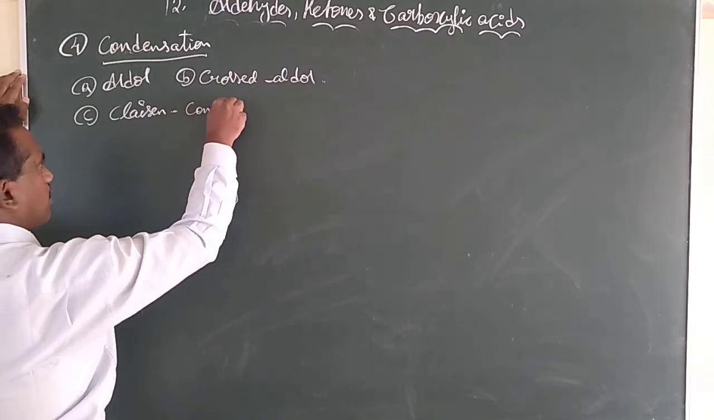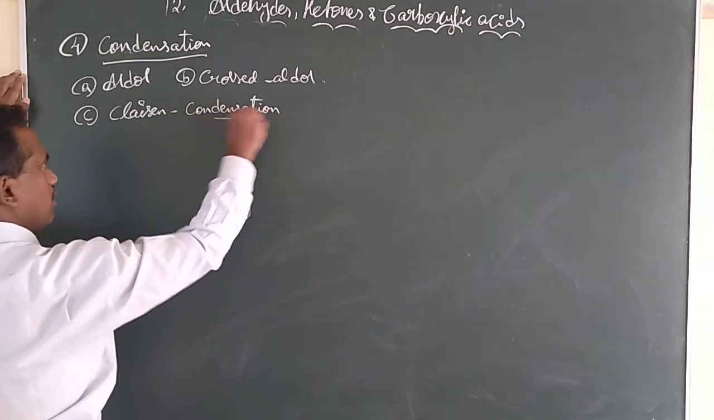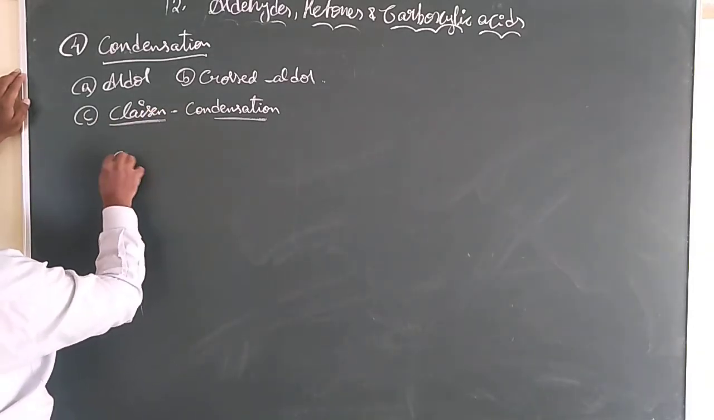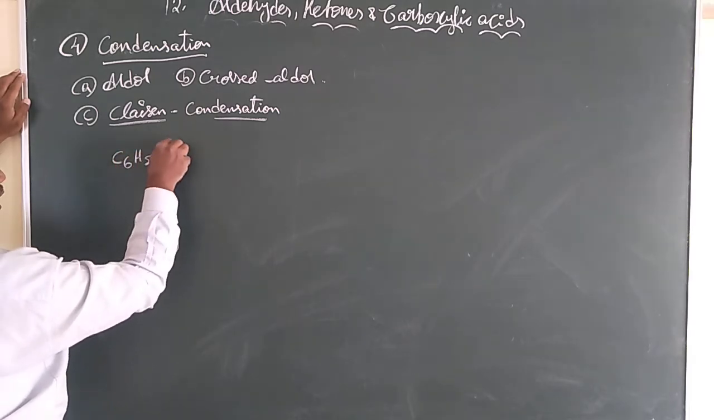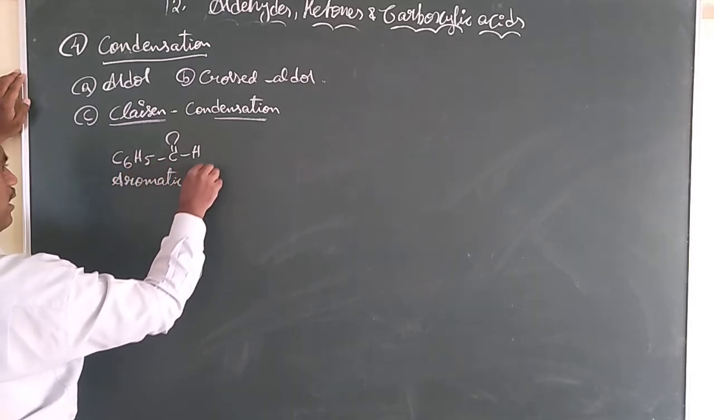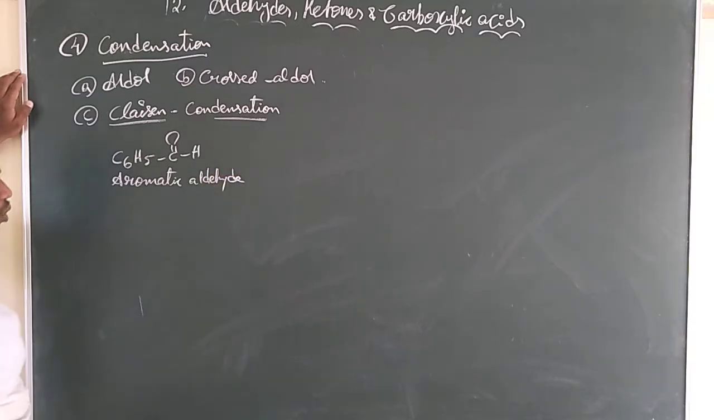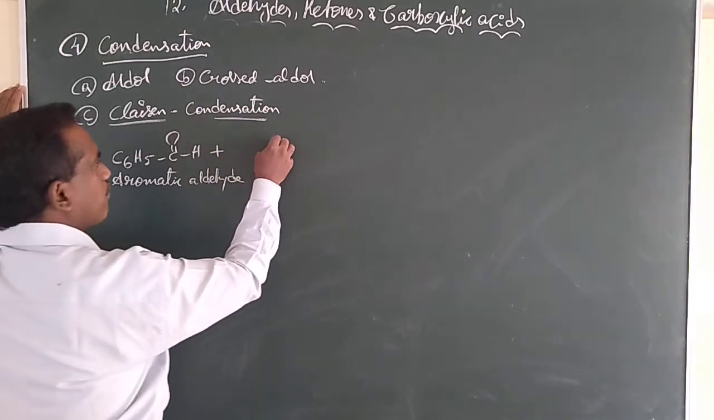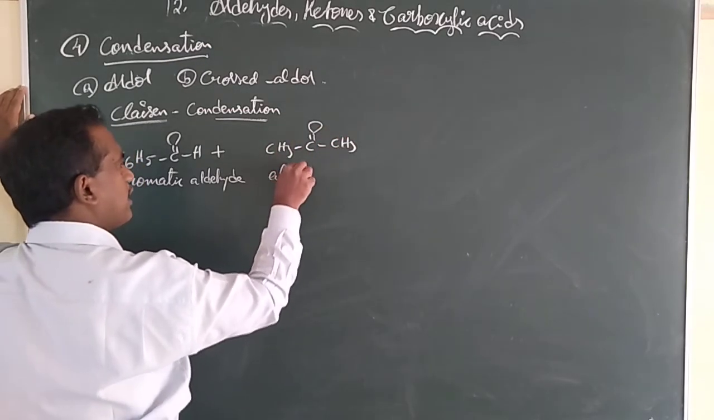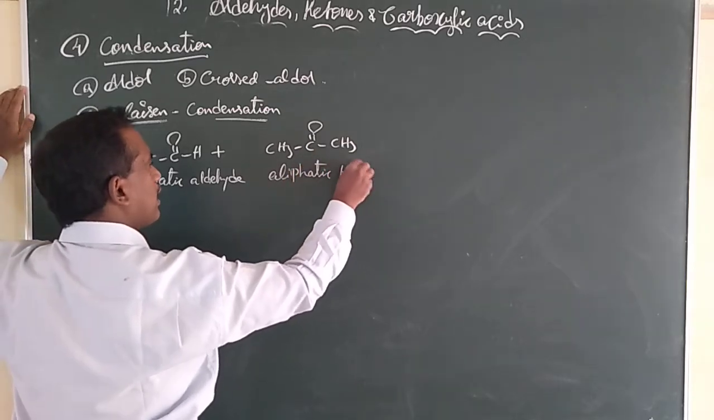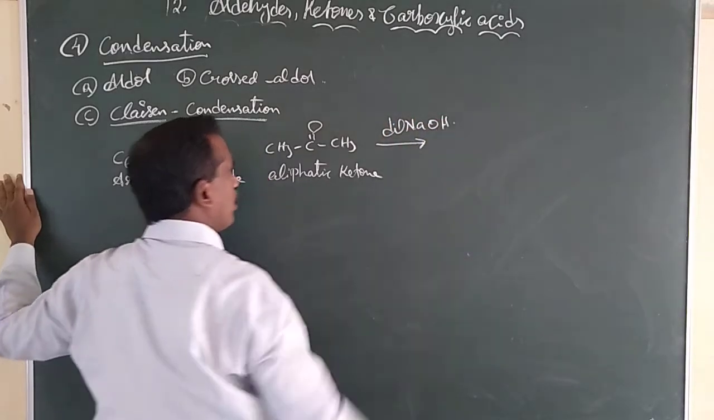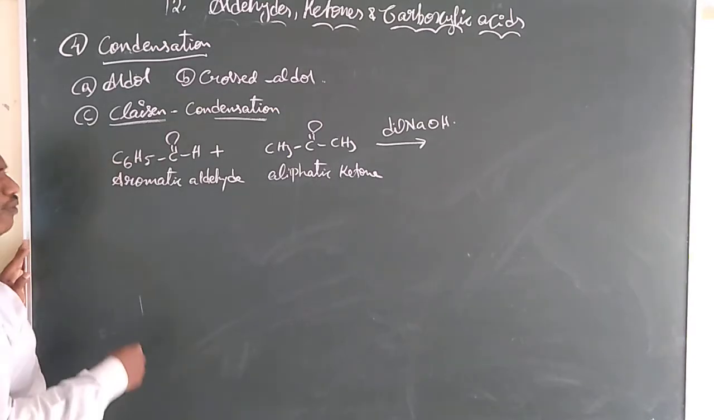What is Claisen condensation? Any of our aromatic aldehydes are reacted with an aliphatic ketone in the presence of dilute NaOH. See, we know this is possible.